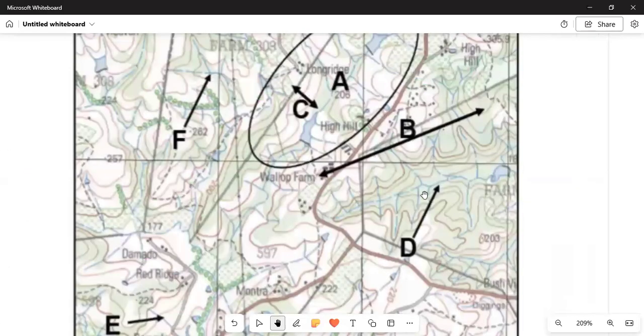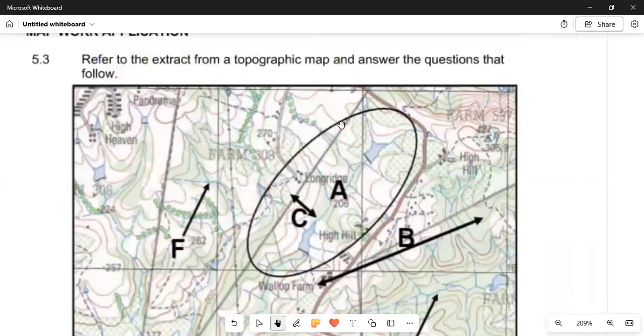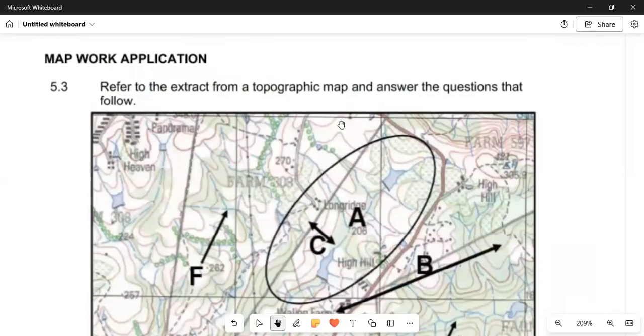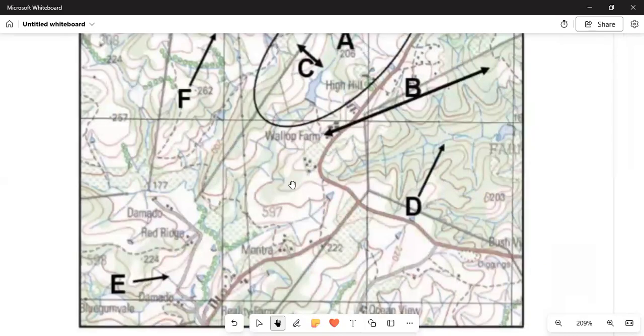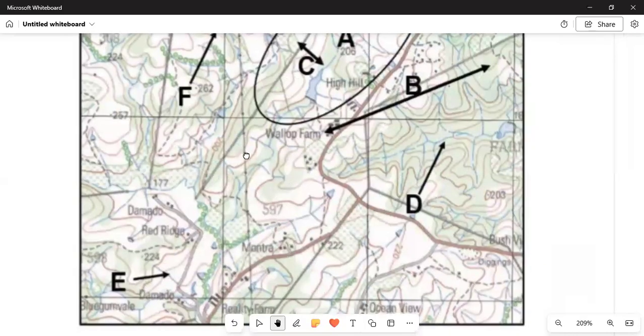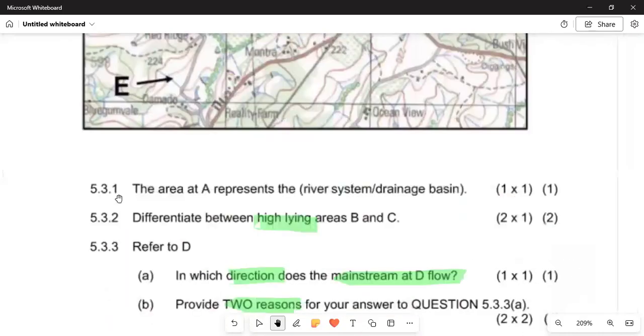So this is a map work application, the topographic map. In 5.3, they say, refer to the extract from the topographic map and answer the questions that follow. So we are saying we've got places here: place A, B, C, D, E, and F. All right. So they say in 5.3.1, the area at A represents the river system or the drainage basin.